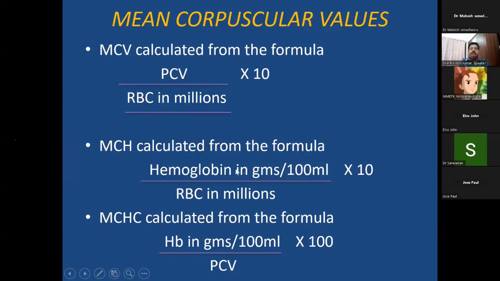Then if the hemoglobin is divided by the number of RBC, we can say that. So simply listen to it, the total hemoglobin divided by the total number of RBC. So what will happen?